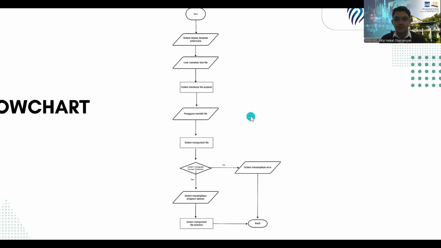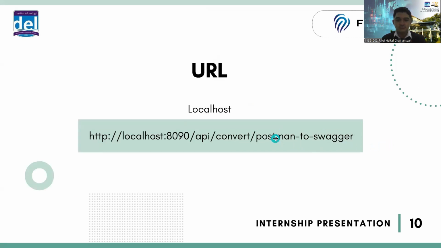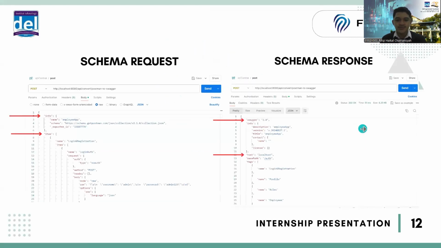This is the scope for our system. The system can be accessed just by the IT core development department, because IT core handles so many applications and uses so many APIs. Our system is built on localhost here, but the system has been deployed to the internal server of Flip Group. This is the schema request and schema response. We can see the comparison of the structure here. Look at the header and the body, and they look so different, right?